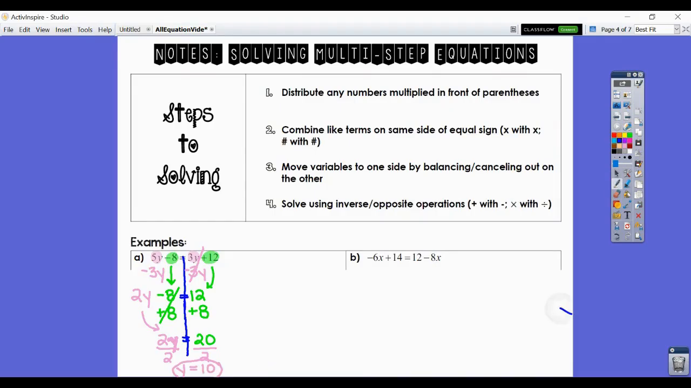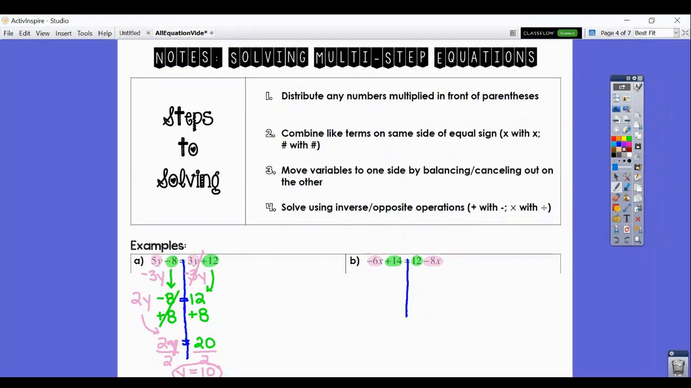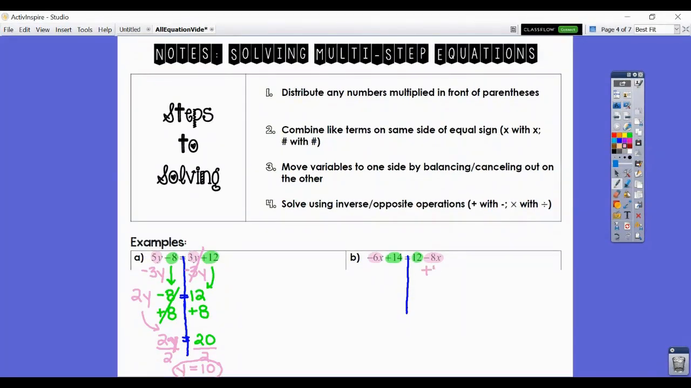Example B, we have negative 6x plus 14 equals 12 minus 8x. So again, I want to distribute if I have any parentheses, which I do not. Then I want to combine like terms on the same side. Well, my like terms of the negative 6x and negative 8x are on opposite sides. Same thing with my numbers of 14 and 12. Have to move the variable to one side. I will go ahead and add 8x over, combining it with that negative 6x.